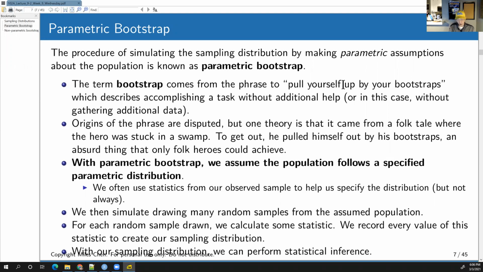The bootstrap part comes from the phrase, pull yourself up by the bootstraps, okay? And that's kind of the idea of accomplishing something, getting your task done without additional help. It's kind of like you're on your own, you figure it out, okay? And in this case, what we're talking about is we're not going out and gathering additional data, okay? Just using the data that we have, we're going to try to figure out what the sampling distribution looks like, right?